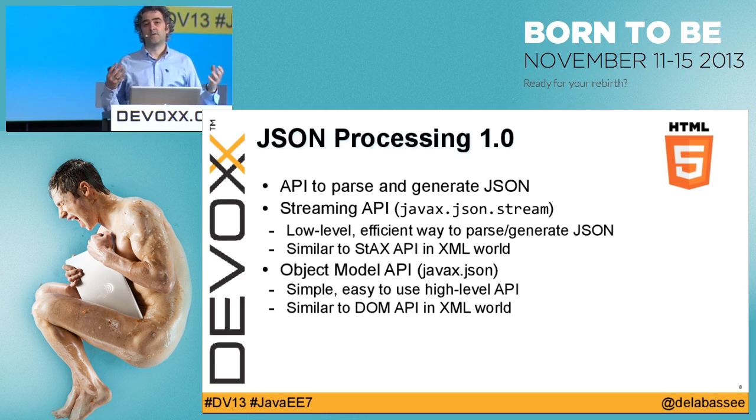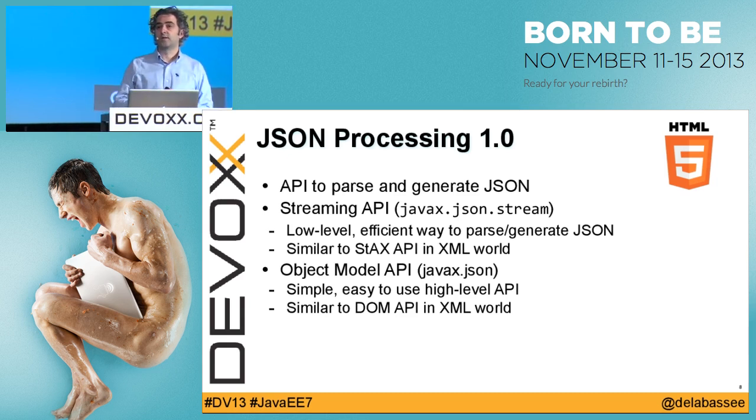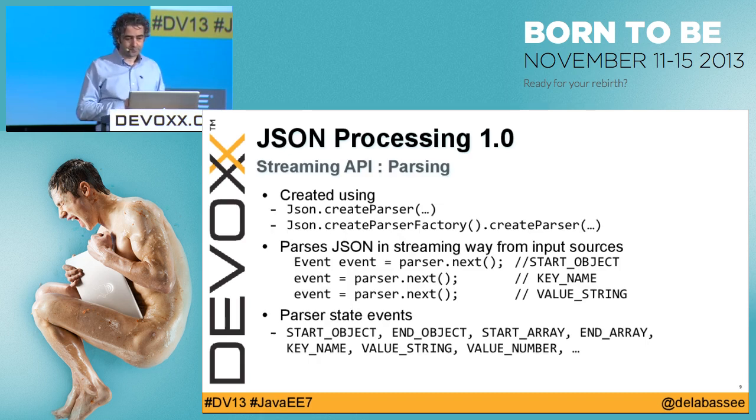There are two variations within the API. There's a streaming API, and based on that, there is an object model API. You should really compare those APIs to their equivalents in the XML world. We have StAX, a streaming API for JSON, and we have an object model API, which is more like a DOM API. You would use the streaming API because it's highly efficient. It's low level, so that means you have to handle the parsing logic by yourself. If you want something that is easier to use, you can use the object model API, but it's not as efficient.